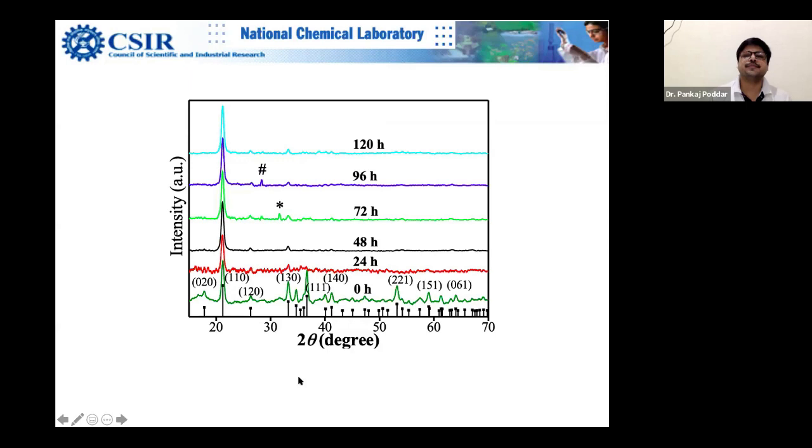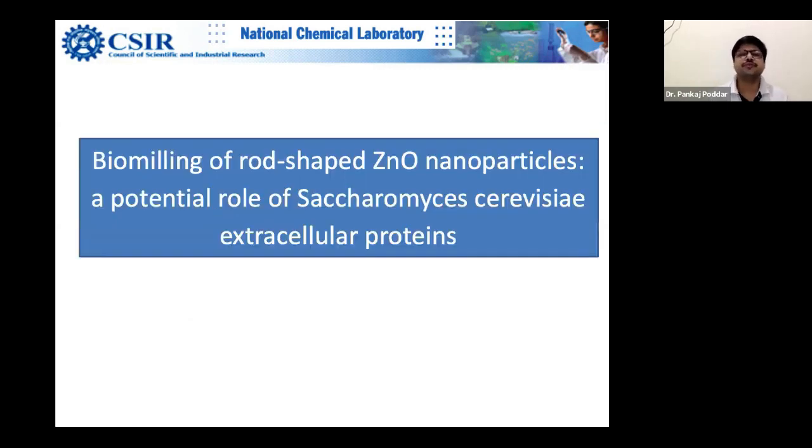And so you can see that more or less the crystal structure remains maintained, but one of the planes is more prominent. You can see that this is the 0 hour. At 0 hour, you have several peaks, but basically it is getting cut probably from one of the planes. We also applied this idea on rod-shaped zinc oxide nanoparticles.